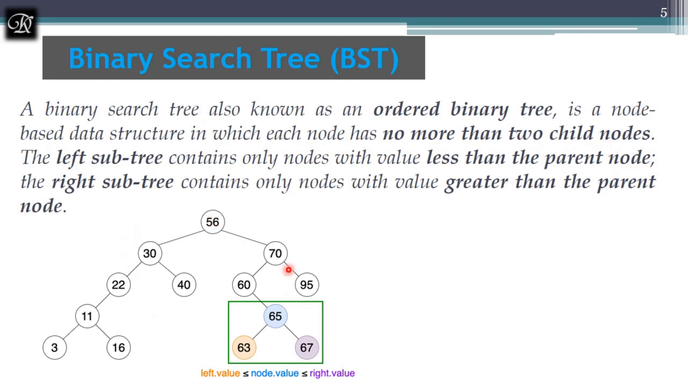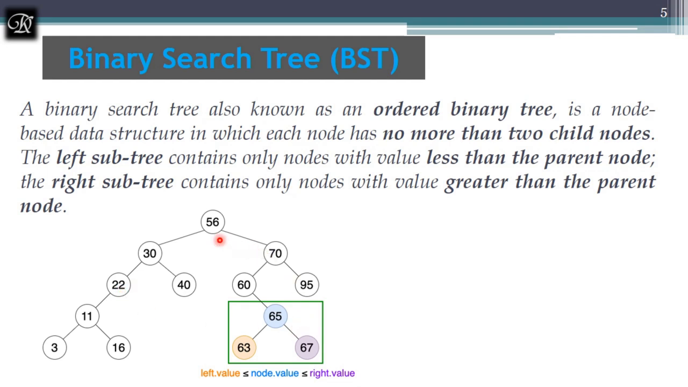You can notice this is the binary search tree. Each node has only a maximum of 2 children, not more than that. The minimum can be 0, the maximum can be 2. And you can also see one more characteristic over here. The left subtree contains only nodes with a value less than the parent node. Consider 56 is the parent now, and all the children towards its left are less than 56. If I take this subtree, towards the left of the parent 30, all the nodes are less than 30.